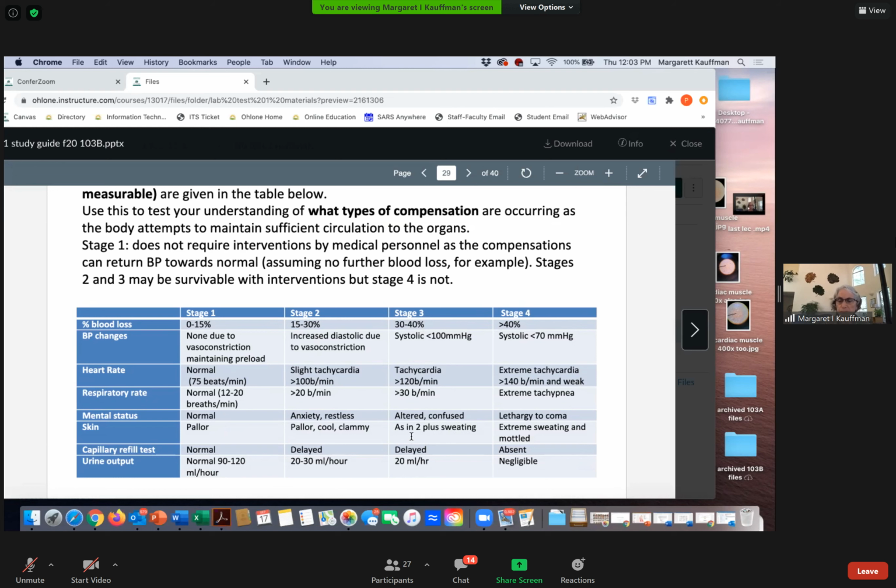Once you're at stage 4, your systolic drops below 70, and this person is typically not able to survive this level of shock. You can't maintain enough cardiac output. So do you have to memorize this table? No. The idea is to understand how some of these signs and symptoms relate to how the body is trying to compensate for the low blood pressure.